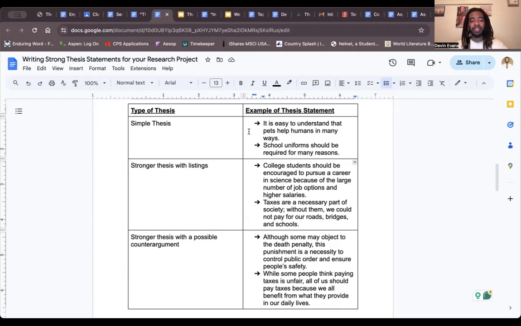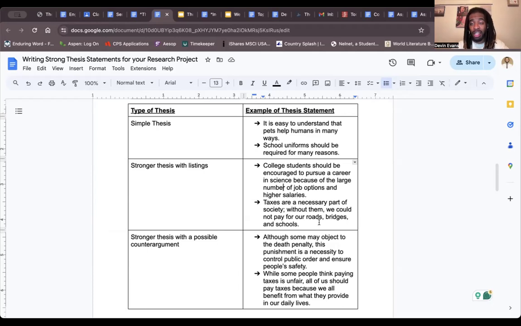No, it's not. But the next two, I want you all to kind of pinpoint, and you can go back and pause if you need to, of how to write stronger thesis statements. Here are two options. One will be a thesis with a listing. For example, taxes are a necessary part of society. Without them, we could not pay for our roads, bridges, and our schools.